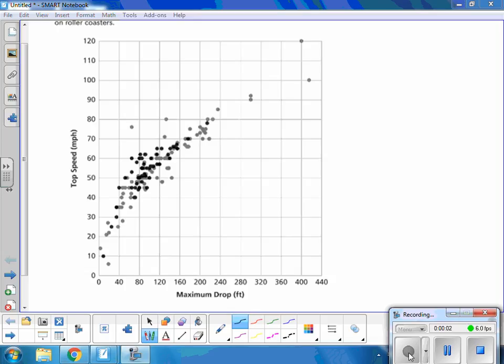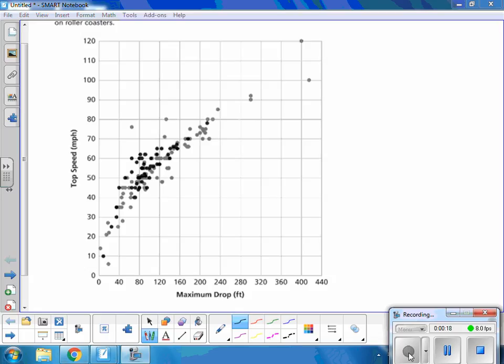Well, hey, today we got kind of an exciting concept here. We're looking at a scatter plot, a bunch of data that's been collected and spread all over the place. This has to do with roller coasters and a relationship between the top speed and the maximum drop. And as you can tell, it's kind of all over the place.